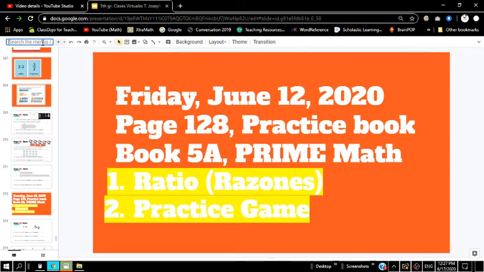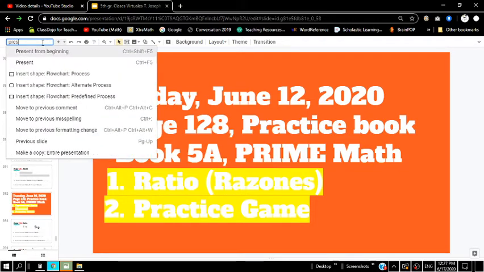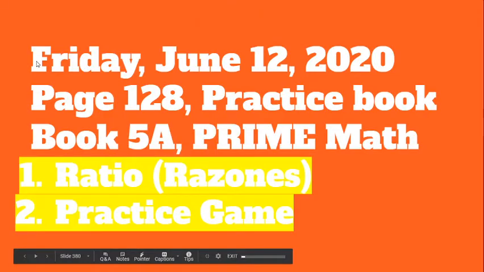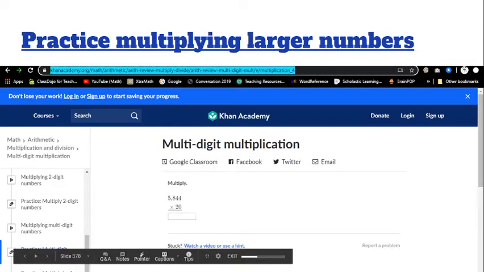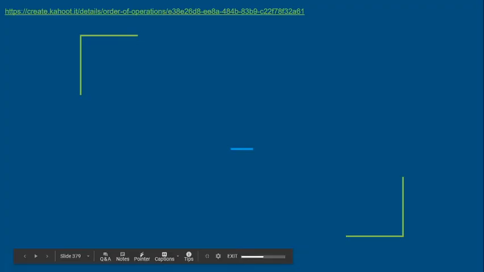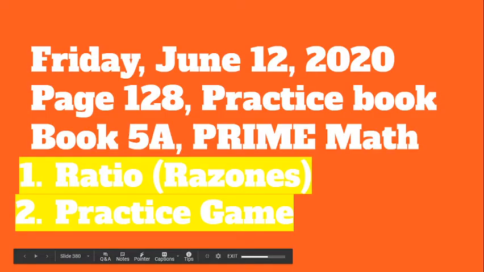We're going to be on page 128 today, and we're going to be learning about ratios. So let's get started. In this concept about ratios, what you're going to be doing is learning about proportions, okay? Just comparing two different numbers to one another, all right? We looked at the concept of multiplication last time, so this is completely different, all right? This concept's actually kind of fun.